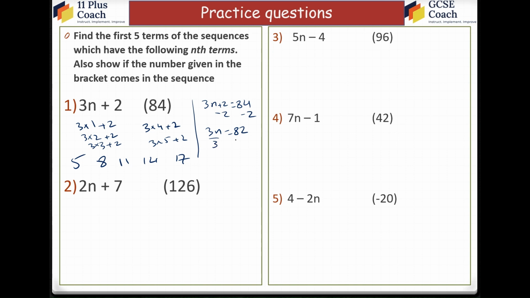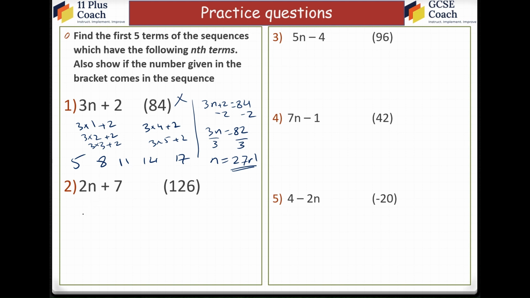If I divide both sides by 3, I end up with n equals... 3 goes into 8 twice, remainder 2. 3 goes into 22 7 times with remainder 1. Because there's a remainder, n is not a whole number, which is not a position. That means 84 is not in this sequence. Hopefully you got that right. n has to be a whole number for it to be in the sequence.